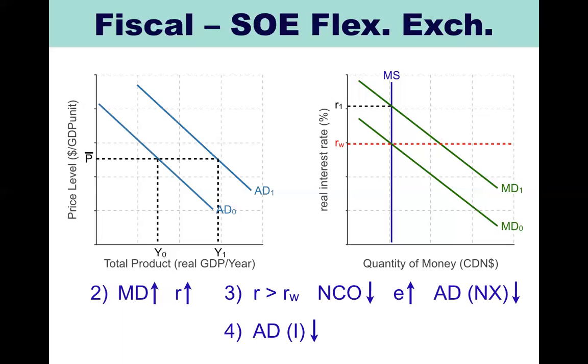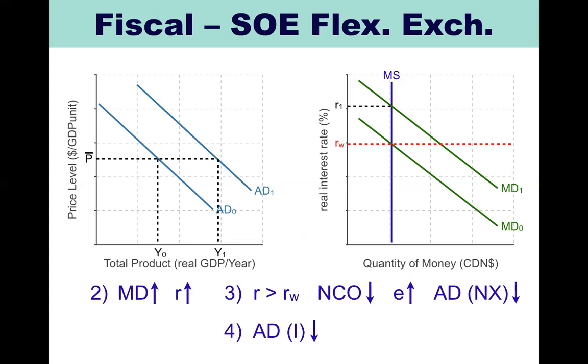The world interest rate is lower. So what are Canadians going to want to do? Are they going to want to keep money in Canada at R1? Or are they going to want to send money overseas at RW? Well, the answer is they're going to want to keep money in Canada, which means that the net capital outflow is going to decrease. Right? R is greater than RW, net capital outflow decreases. We know that this is going to cause an increase in the exchange rate and a decrease in net exports.